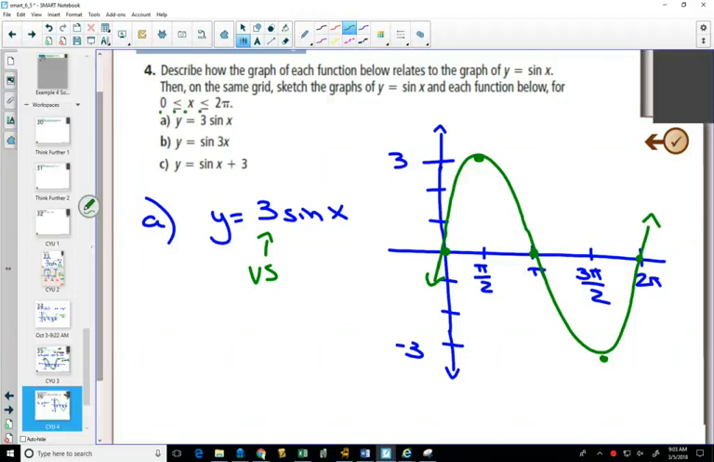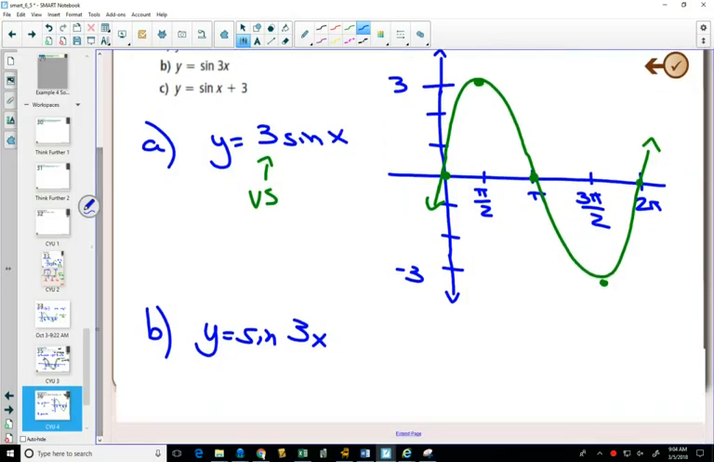They've labeled the domain from 0 to 2 pi, so if you had started it at 0 and ended it at 2 pi, that would be exactly what they're wanting. In part B, this is also a review. This one has the 3 inside. And so that's going to affect your period.